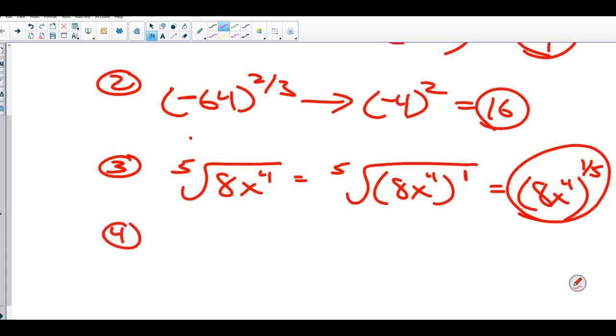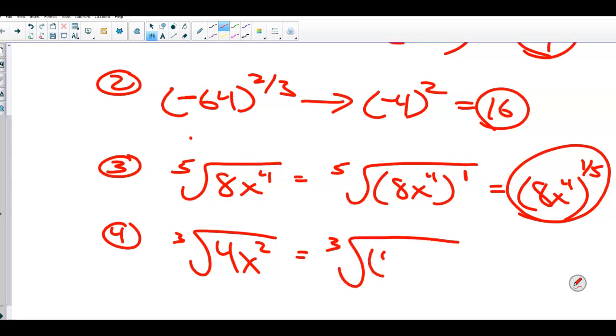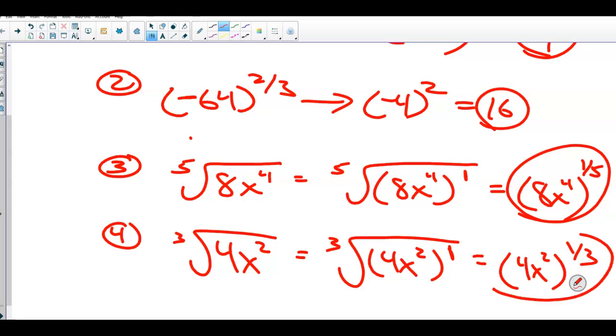For number 4, same deal. Cube root of 4x squared, I want to take the cube root, and it's 4x squared is raised to the first power. Okay? To get an index that's different than 2, we're going to get 4x squared to the 1/3. And that's our answer for number 4.